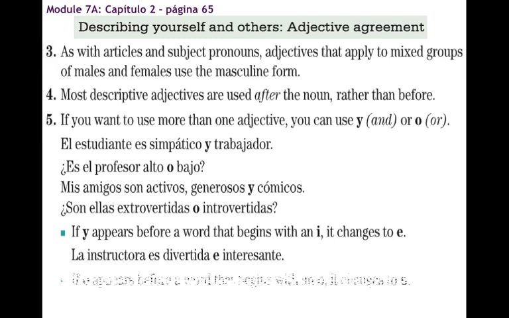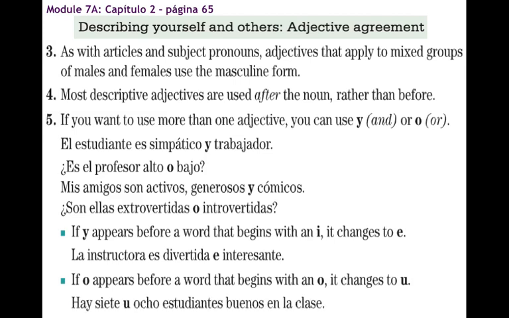Same with o, the word that means or in Español. If o appears before a word that begins with o, it changes to u, and that's for sound, so that it can be understood. Repitan, por favor. Hay 7 u 8 estudiantes buenos en la clase. Are there 7 or 8 good students in the class?